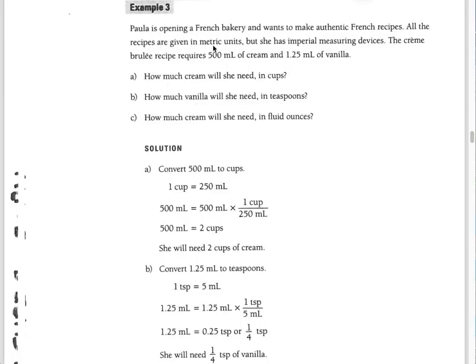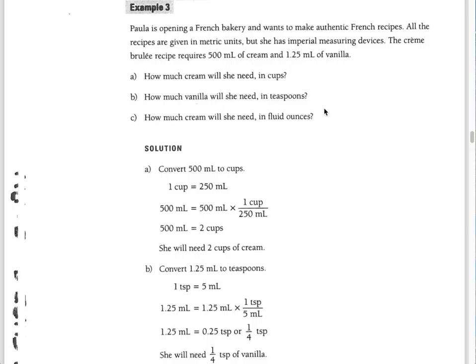So we'll pick up where we left off in section 3.4 with example 3 here. Paula is opening a French bakery and wants to make authentic French recipes. All the recipes are given in metric units, which is what they use in France, but she has imperial measuring devices. The creme brulee recipe requires 500 ml of cream and 1.25 ml of vanilla.